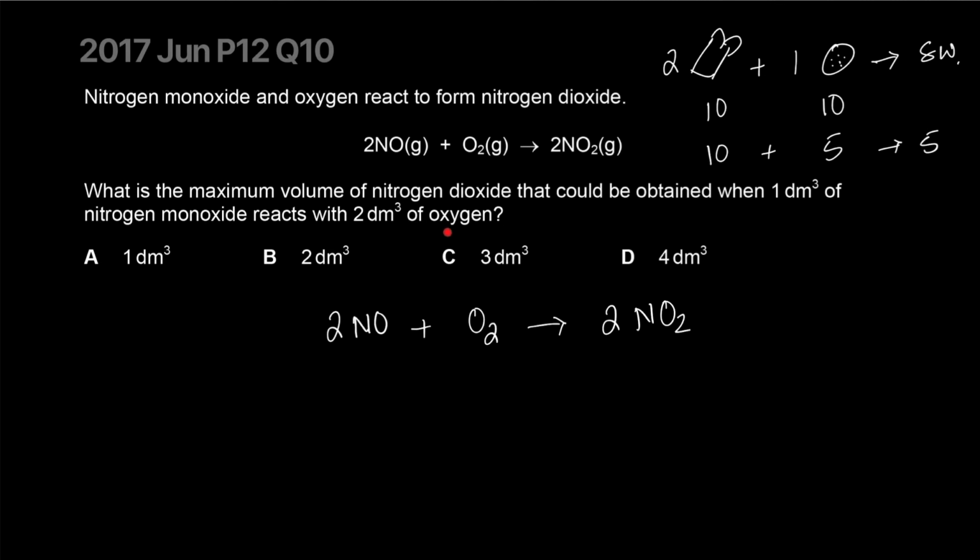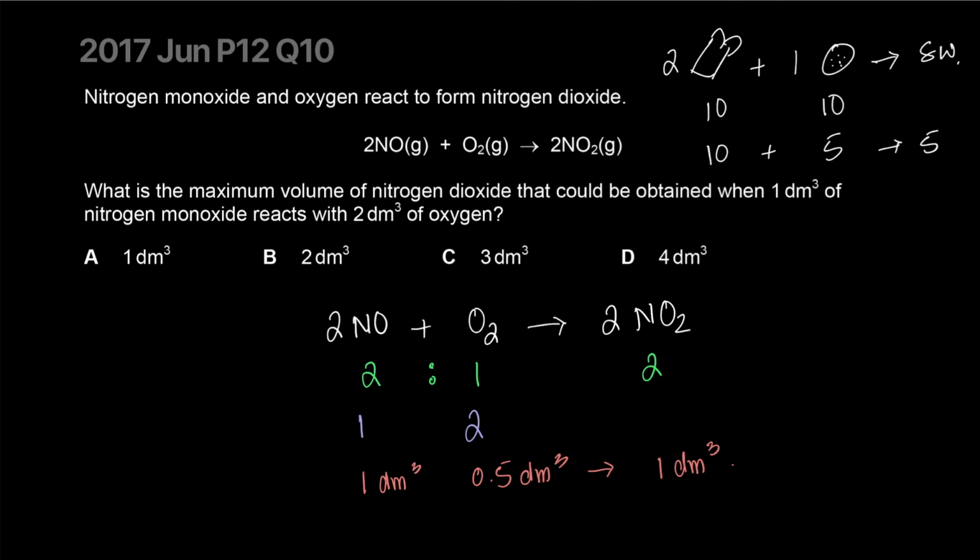So what is the maximum volume of nitrogen dioxide that could be obtained when 1 decimeter cube of nitrogen monoxide reacts with 2 decimeter cube of oxygen? They react in the ratio 2 to 1 to produce 2. Currently we have 1 decimeter cube of this and 2 decimeter cube of this. So how do we figure it out? Let's keep nitrogen monoxide in account. 1 decimeter cube will need 0.5 decimeter cube of oxygen to produce 1 decimeter cube of nitrogen dioxide. That's the ratio. I took nitrogen dioxide and figured out how much of each I need, and that seems very plausible. I think I'll make 1 decimeter cube.